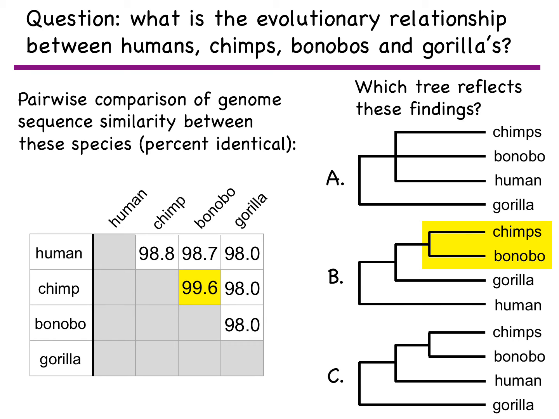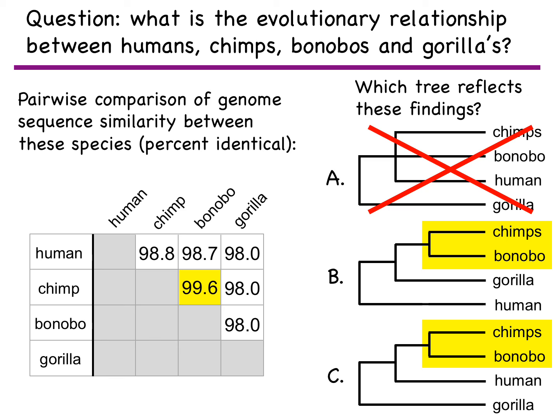And there are 2 trees that are consistent with this finding. Tree B, because chimps and bonobos must have the most recent common ancestor of all these species since they're most similar to one another, and tree C is also consistent with that. However, tree A is not consistent because, if you compare the bonobo sequence to humans, or the chimp sequence to humans, it's not as similar as the bonobo and chimp sequence comparisons are. So this tree does not make any sense.